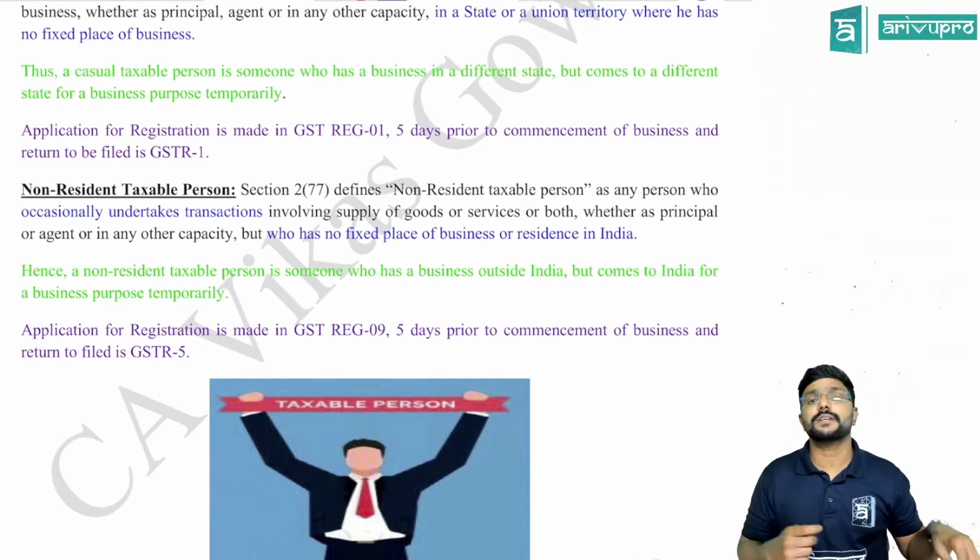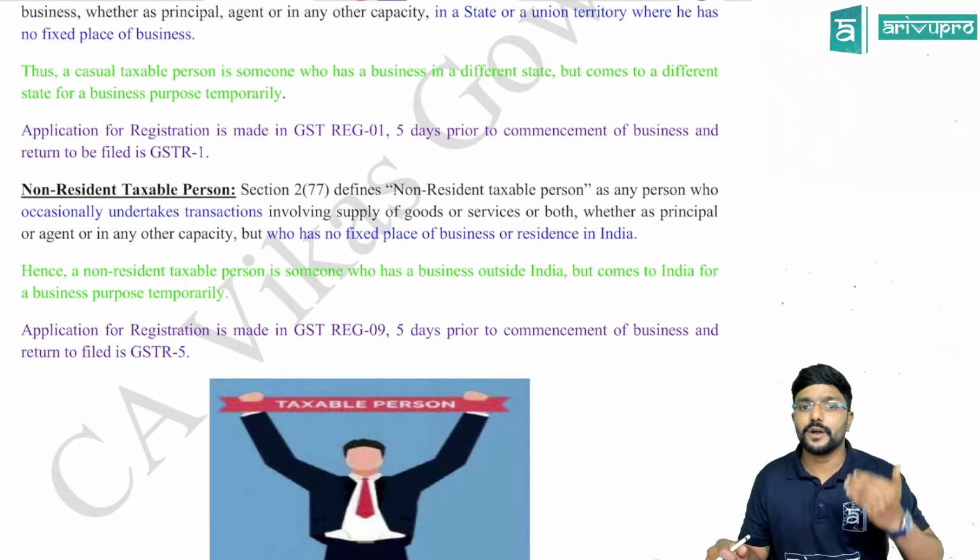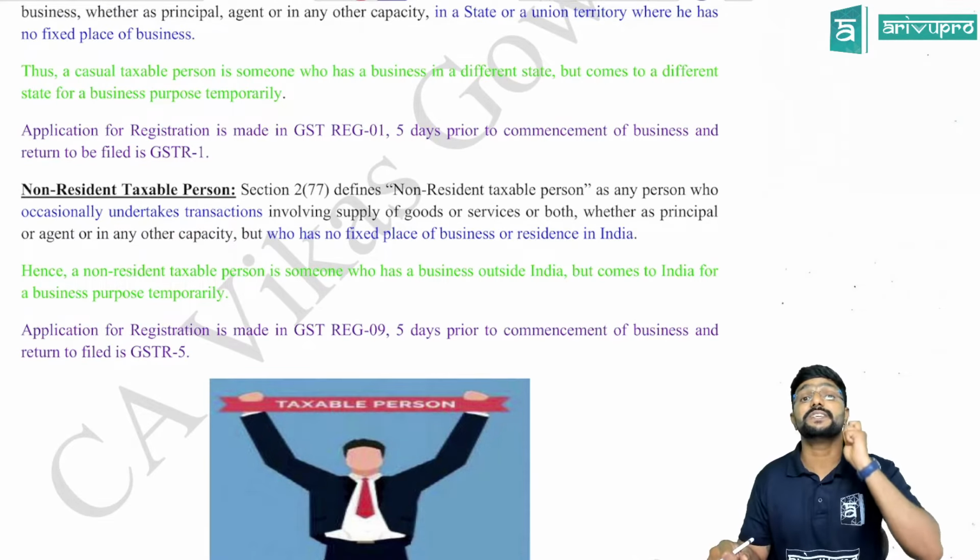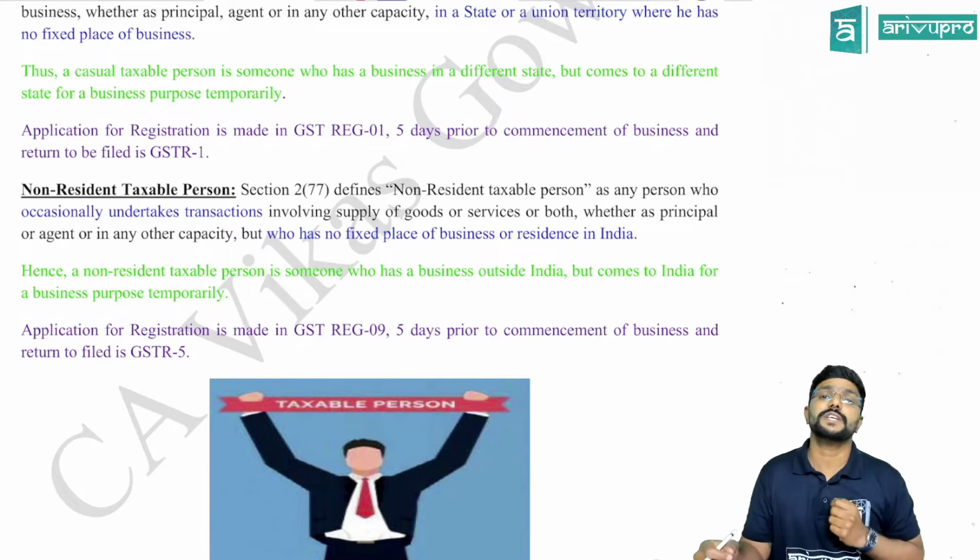He will make an application for registration in REG 1, 5 days prior to commencement of business, and he will file GSTR 1 during the period for which his registration is granted.